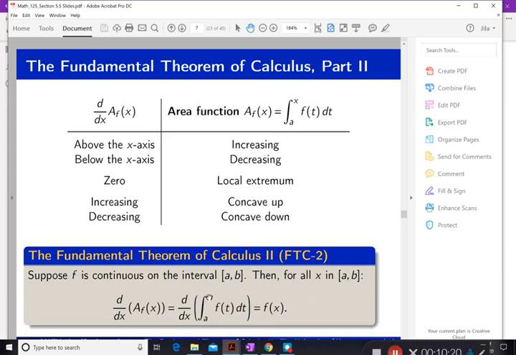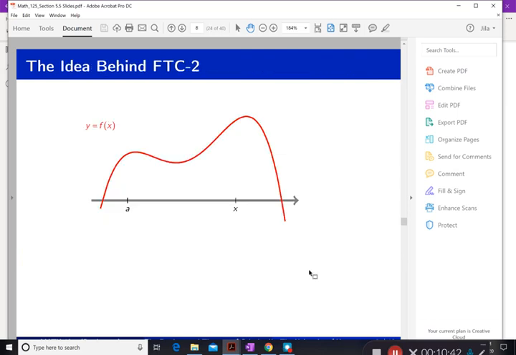We knew this had to do with an antiderivative, but we didn't know how to take the derivative of a definite integral like that, and so now it gives us that basic knowledge of how it works. Now let's see what's the idea behind fundamental theorem of calculus part 2.